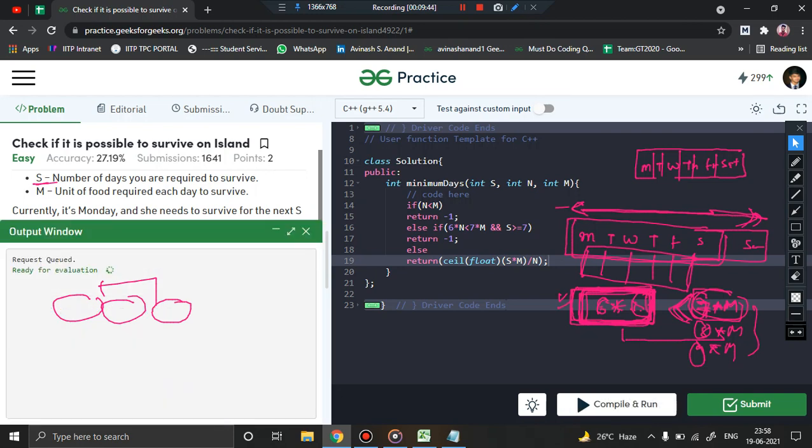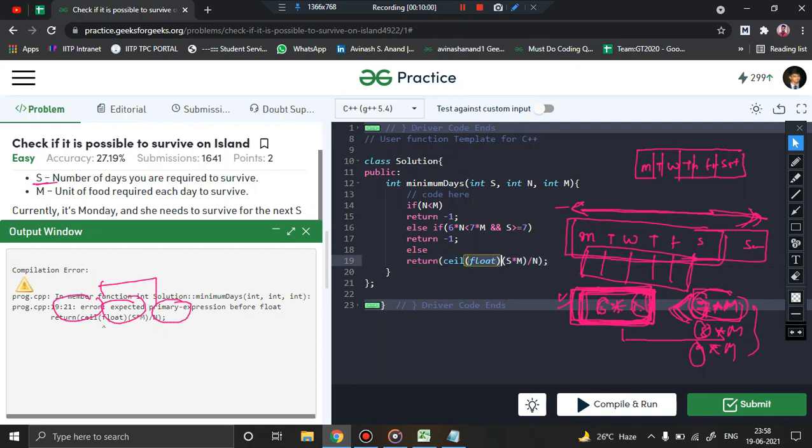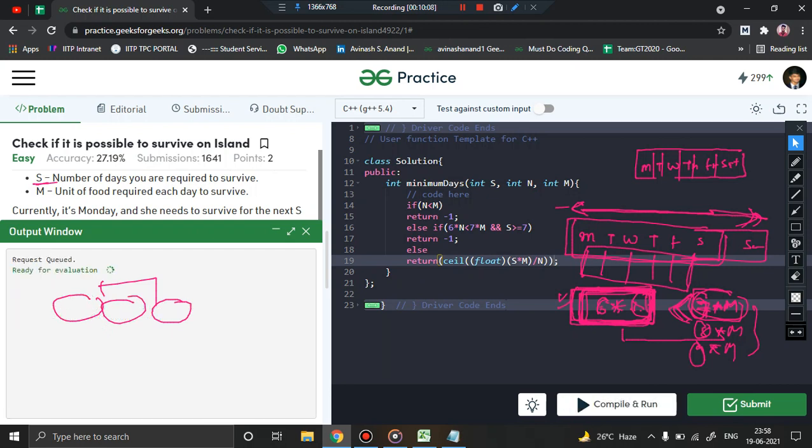So this problem was really very interesting. Okay, I think we are missing something. Ceil float s into m divided by n. Okay, so this should basically work, assuming this is not here. Let us see. It should work fine now.